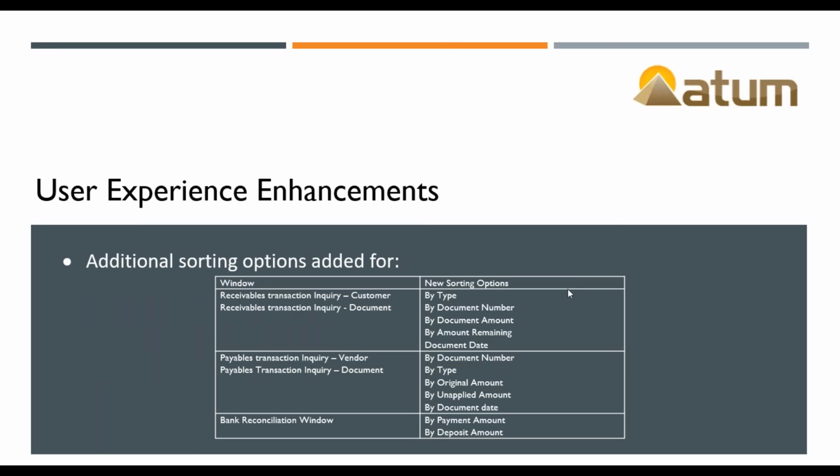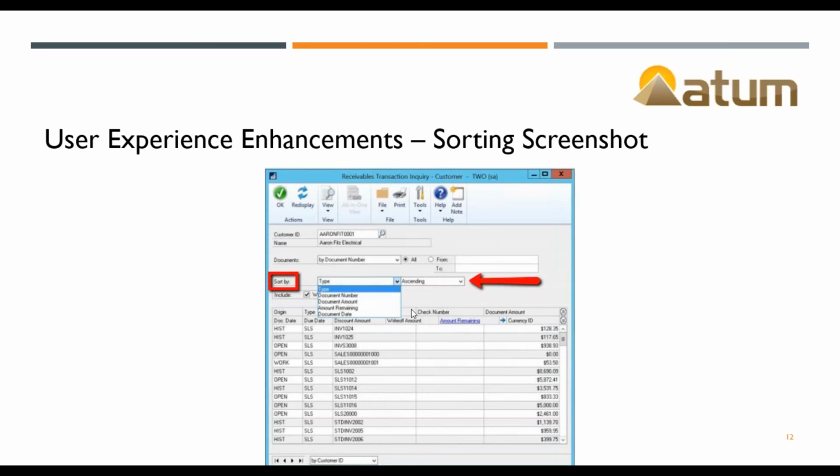All right, and the other thing they've done for user experience enhancement is additional sorting options have been added. Sorting options have actually been added to the windows in the table listed below, and essentially it allows users to sort based on these different options, and these can be viewed in an ascending or descending fashion. It makes it easier for you to find the data you're looking for, and you're able to apply more filters, if you will, to find the data more efficiently. So this is kind of what it looks like on these screens.